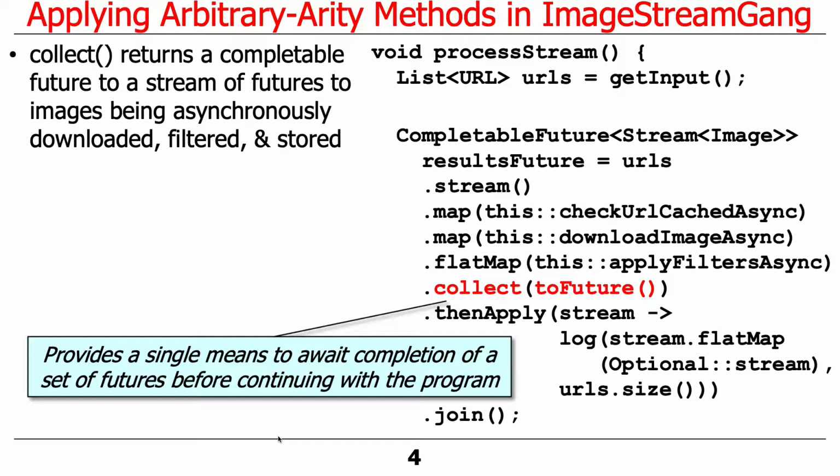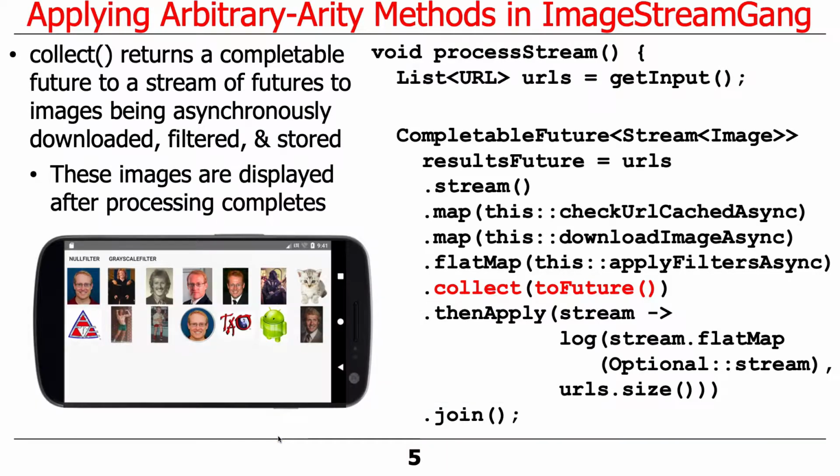As you can see, collect will return a single completable future to a stream of completable futures which are associated with images that are in the midst of being asynchronously downloaded, filtered, and stored. So that's kind of what we're going to be doing here. And as I mentioned before, nothing starts running till collect is hit. At that point, all the wheels start turning, and we get back this single completable future, which we then use to wait for all the other asynchronous processing to complete. So it's an extremely lazy and very dynamic operation here. After, of course, everything's completed, then we display them.